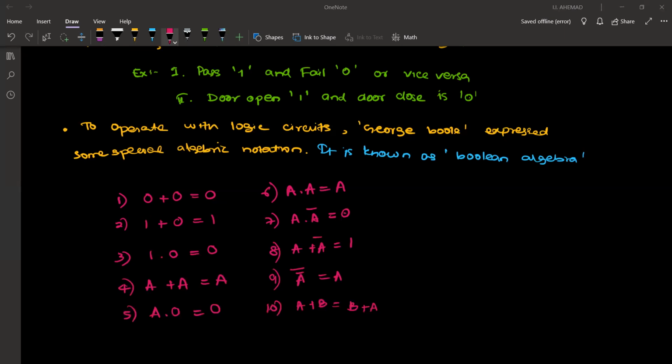Similarly, A dot B and B dot A, they also won't make any difference. It's similar. A dot B is equal to B dot A.